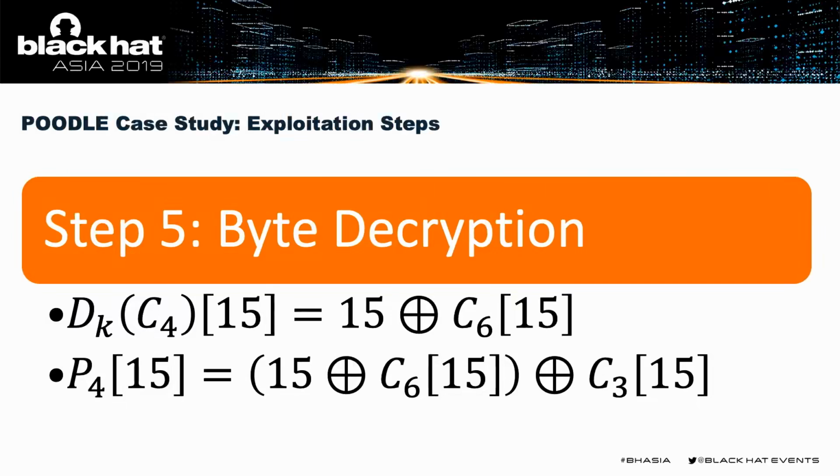So you can see how this works here. We're going to take that 15 and XOR it with the previous ciphertext block in order to find out what the intermediary decryption value was for that last byte from the targeted ciphertext block. From there, we can know what the plaintext value is by taking that intermediary value and XORing it again with C3's last byte.